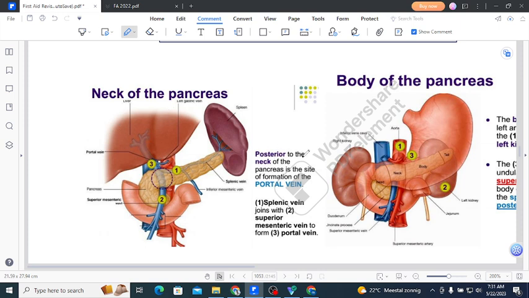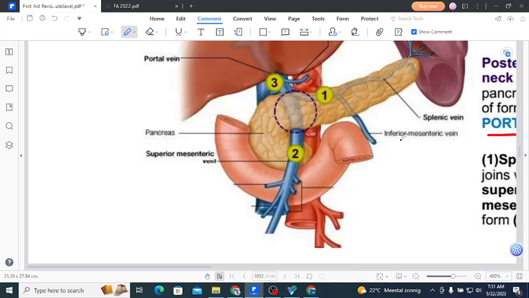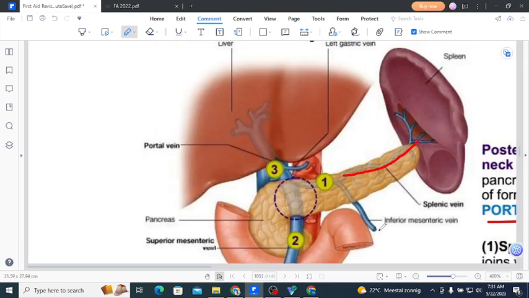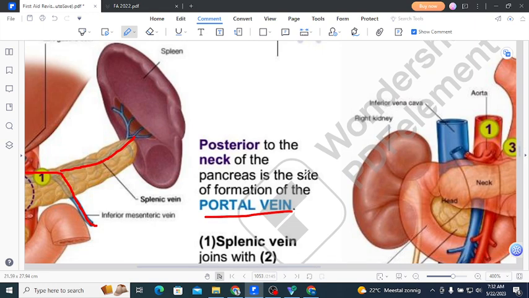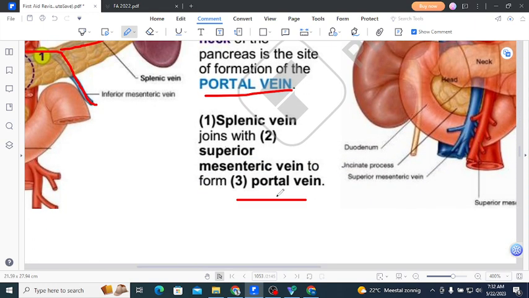They're trying to say that posterior to the neck of the pancreas is the site of formation of the portal vein. The splenic vein joins with the superior mesenteric vein to form the portal vein. Now you can see it better: the splenic vein coming from this direction joins with the inferior mesenteric vein, and both of them join with the superior mesenteric vein. Where is the superior mesenteric vein? Just give me a second. This is the superior mesenteric vein. This joins with them to form the portal vein, which is going upwards. So the splenic vein and the inferior and superior mesenteric veins join to form the hepatic portal vein. This formation happens behind the neck of the pancreas.